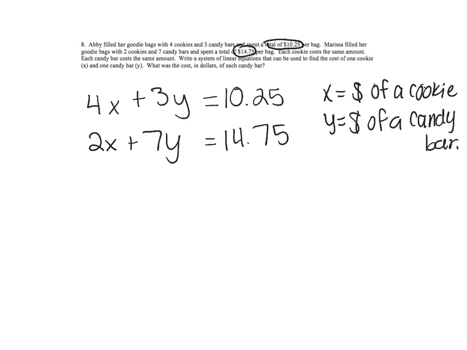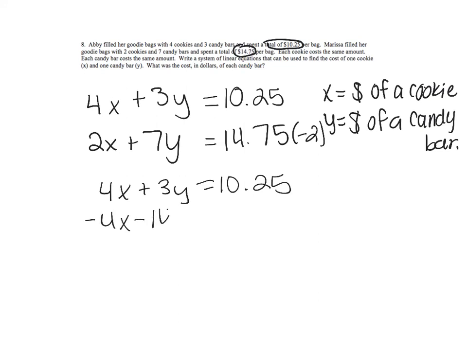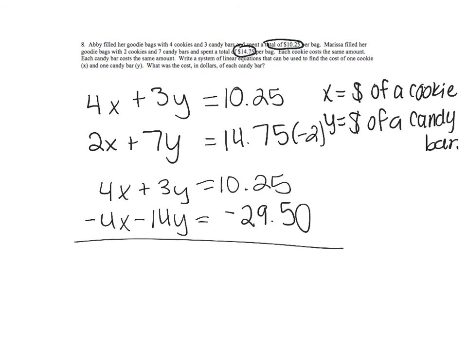Then I will use elimination, and I will multiply the second equation by a -2. And I'll copy the first equation again. And then I'll multiply the entire second equation by a -2. So it'll be -4x minus 14y equals, that'll equal -29.5. Then you will just add these.